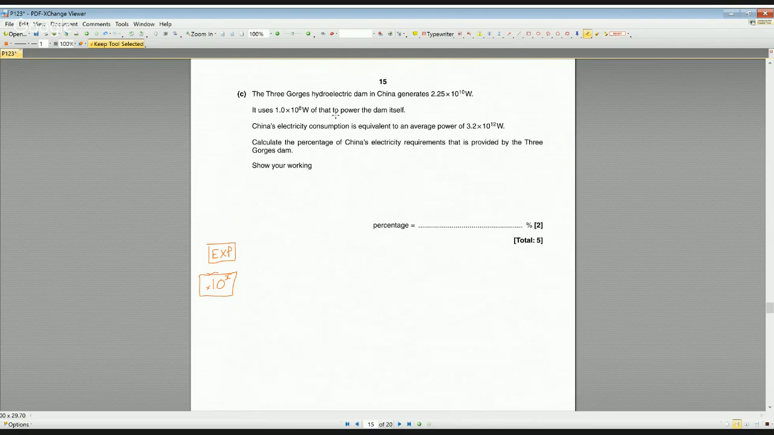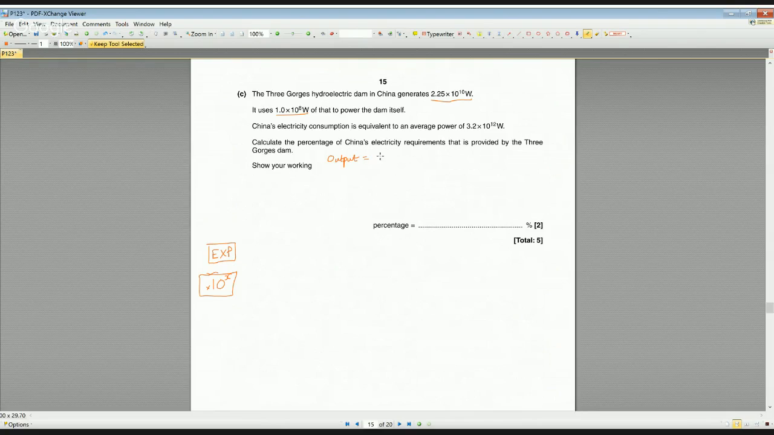So it generates 2.25 times 10 to the 10, but it uses 1 times 10 to the 8 watts just to power the actual dam itself, to run the lights and so on. The national consumption of China is 3.2 times 10 to the 12 watts. So you need to calculate what percentage of all of China's electricity is provided by that dam. So the first thing we need to do is subtract the power used by the dam from the power that's generated by the dam, because that's power that's not going to be fed back into China.